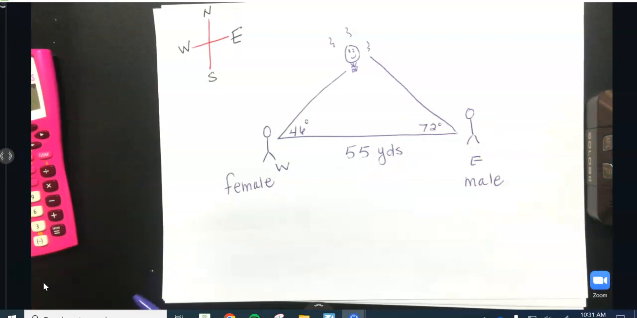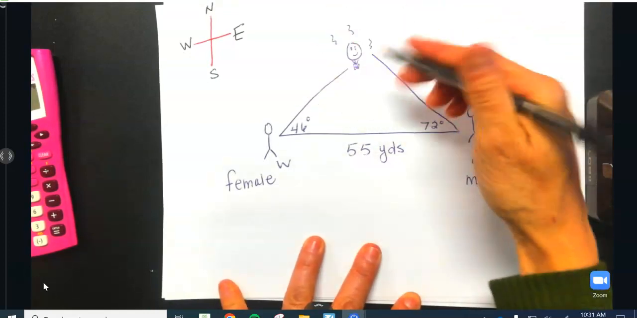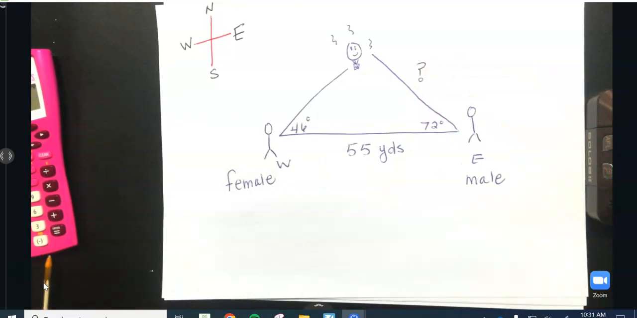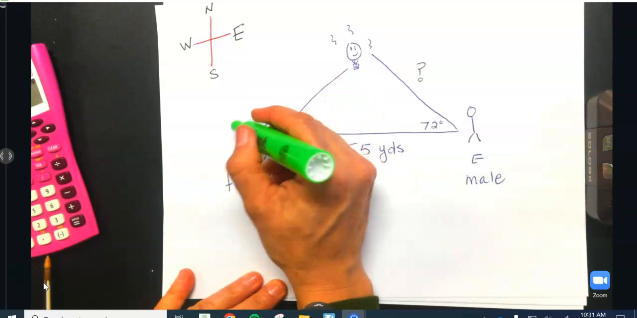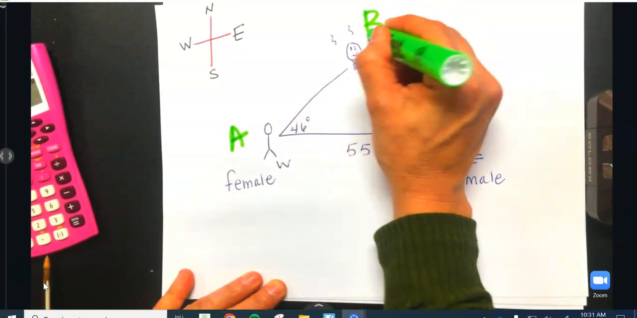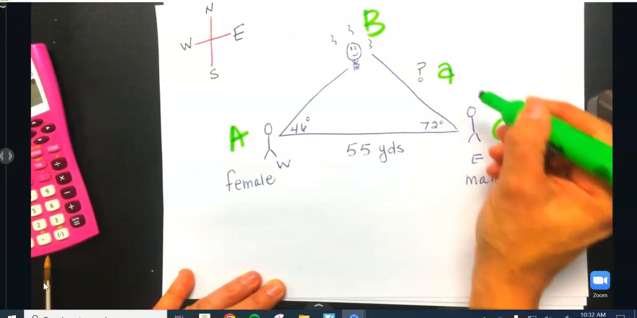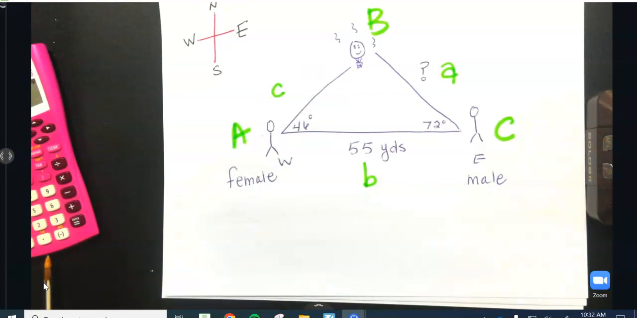And the question is asking how far away is the balloon from the male? So that's this distance right here, straight line distance. So we need this measure right there. So again, just going to label this stuff ABC. All right, so the way I drew my diagram, I'm looking for leg a.